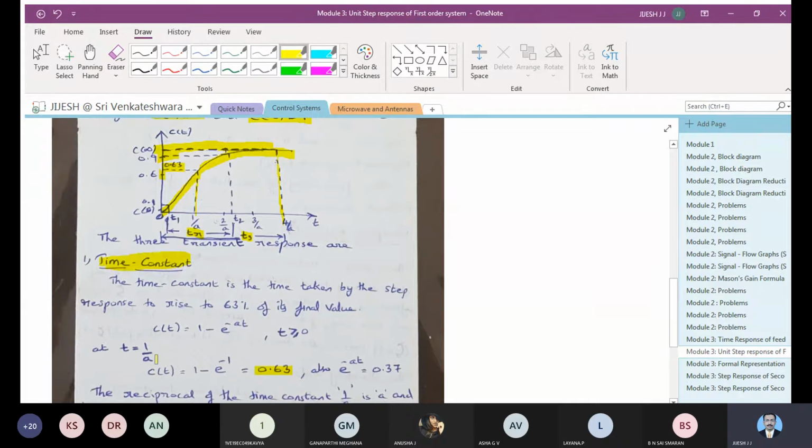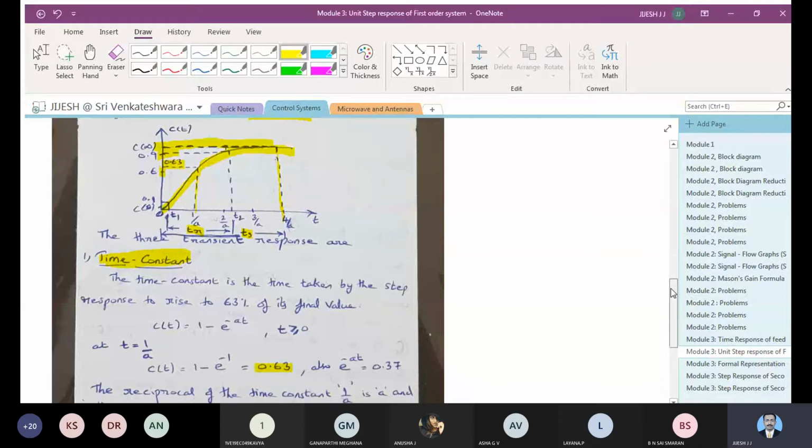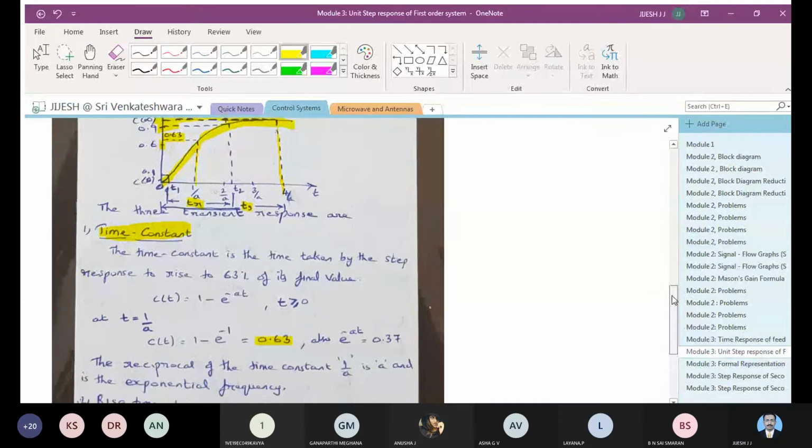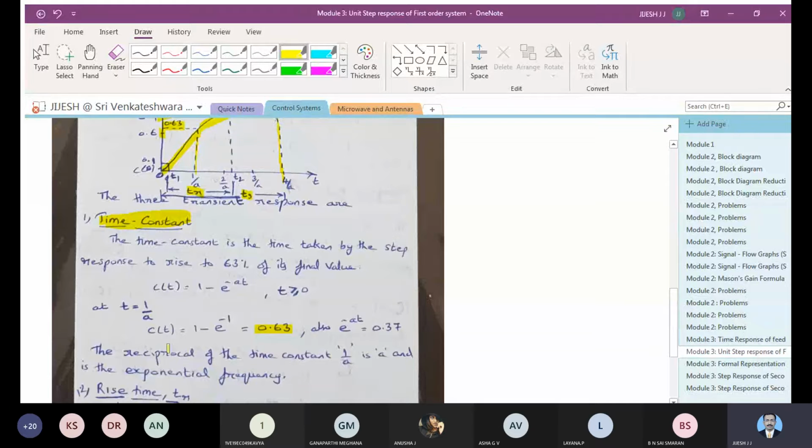So C of t is 1 minus e to the power of minus 1, and you get 0.63. Also, e to the power of minus at you get as 0.37, which you can see as well. The reciprocal of the time constant, 1 by a, is the exponential frequency. These are some of the things with respect to the time constant.